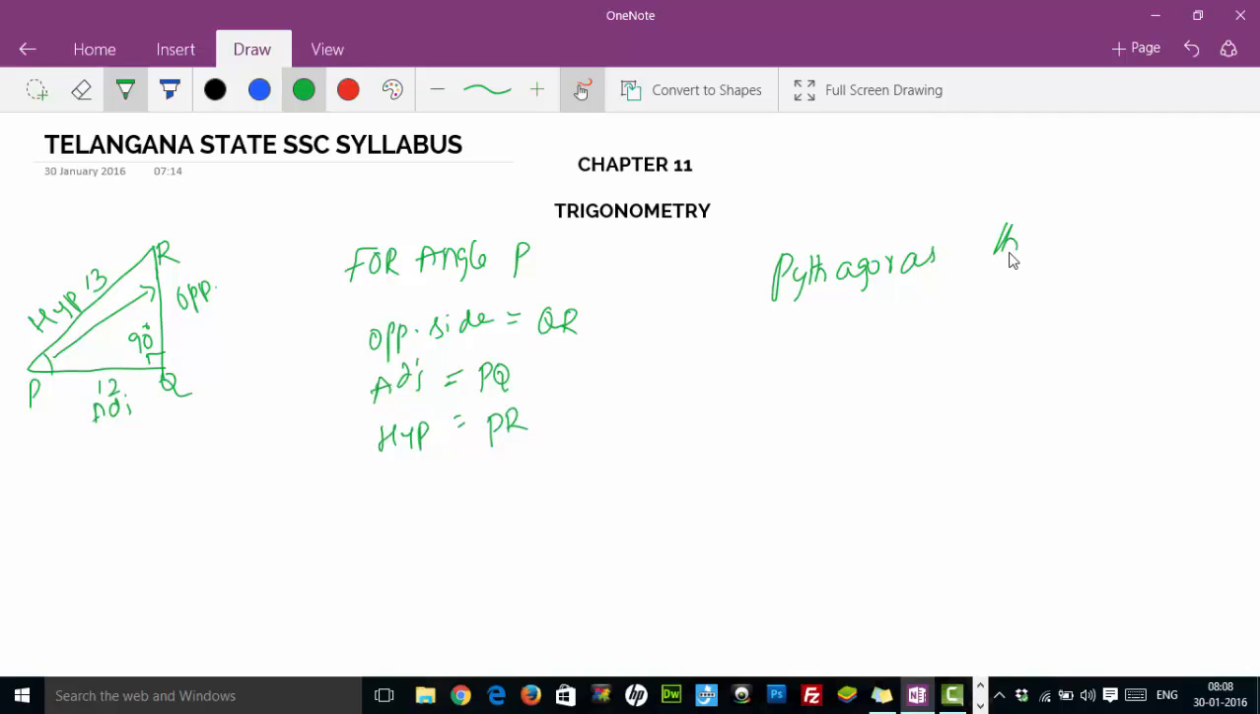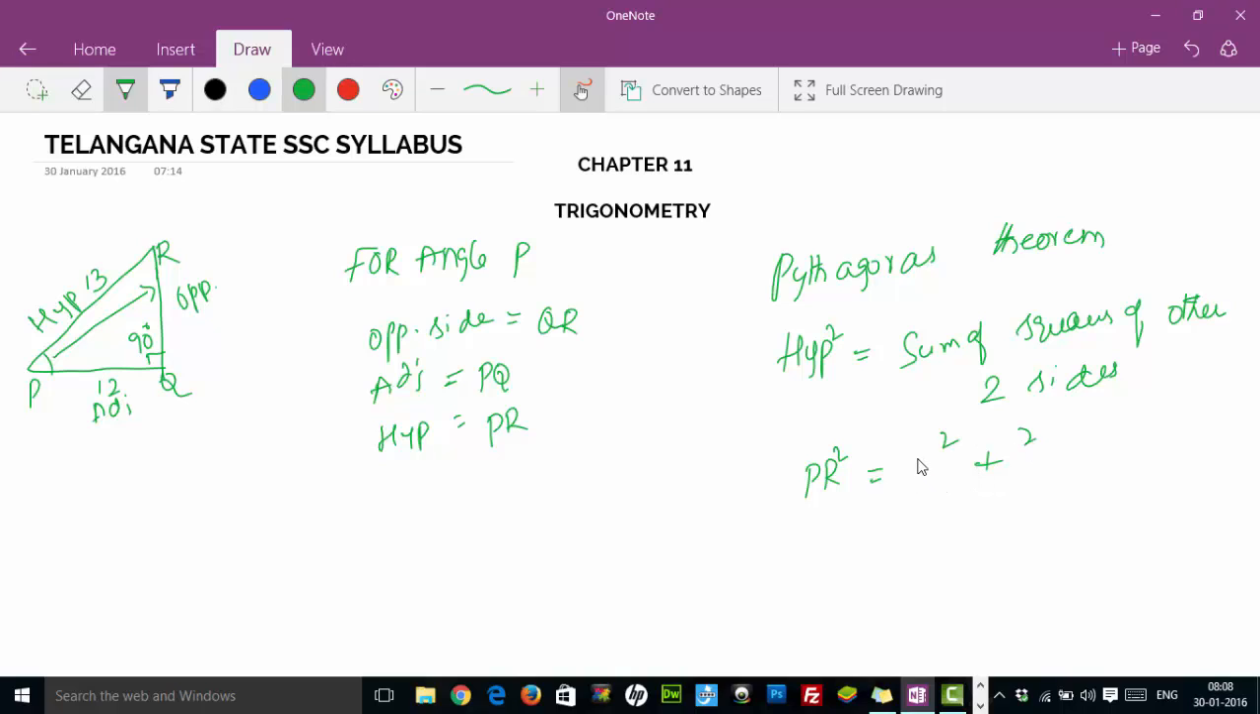What does the Pythagoras theorem say? The Pythagoras theorem says that the square of the hypotenuse is sum of squares of other two sides. Now, hypotenuse, what is the hypotenuse here? PR, which means PR square is equal to sum of squares of the other two sides. What are the other two sides? The other two sides are PQ and QR.